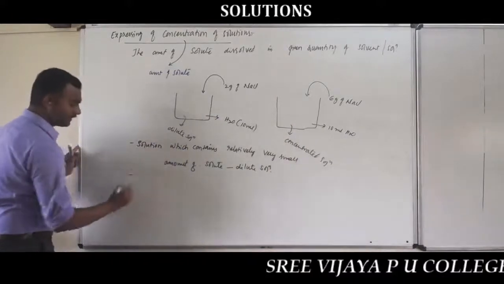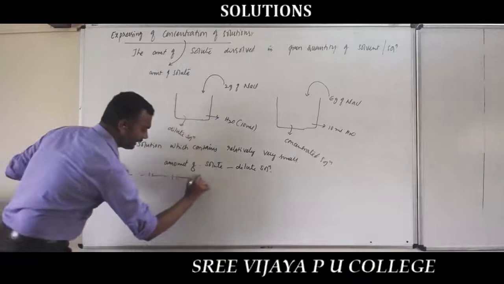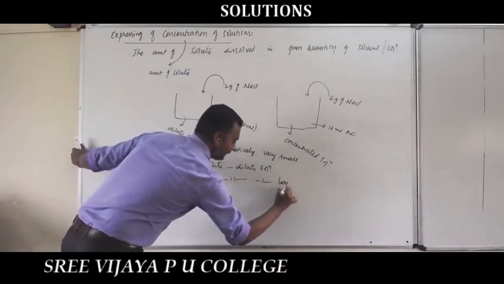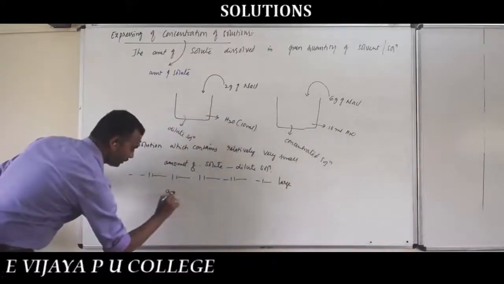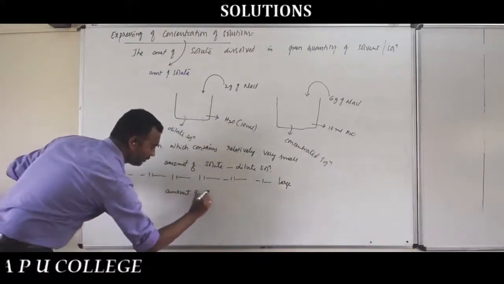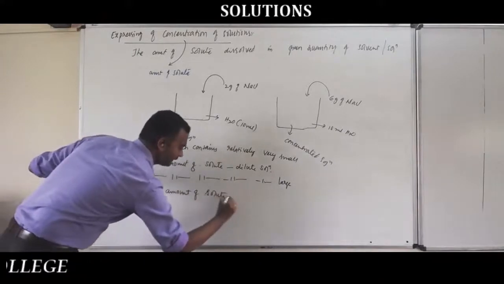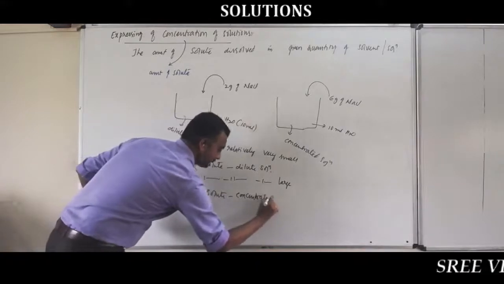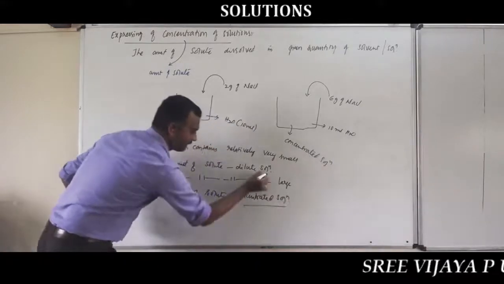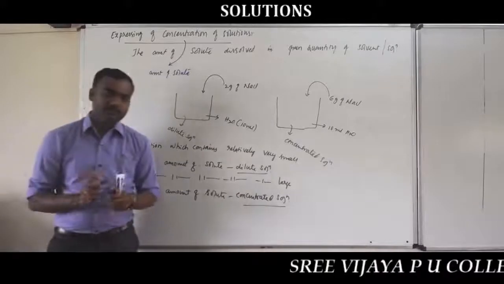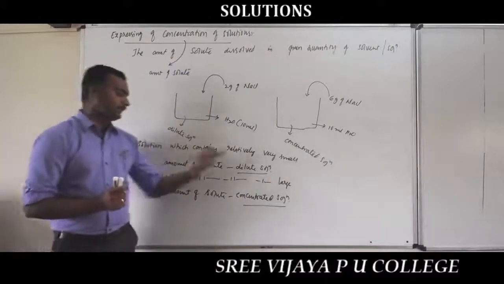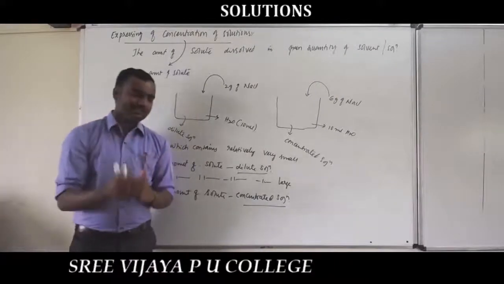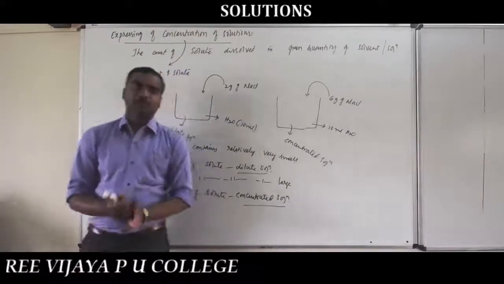And one more: a solution which contains relatively very large amount of solute is called a concentrated solution. Then what is the meaning of dilute solution? When we say dilute solution, the relative amount of solute should be very small. So if the relative amount of solute is high, that type of solution is called a concentrated solution.